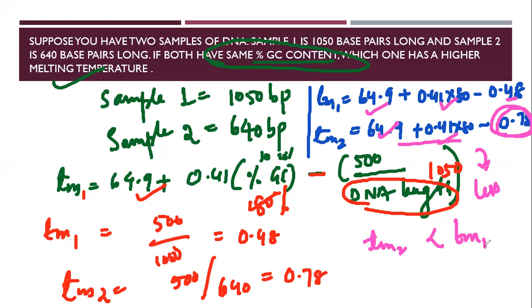So you don't have to actually solve it entirely, right? From this itself, you can understand. So here the answer is that sample 1 will have the maximum temperature. Now, you don't have to even do the solving. The more the DNA length, the more the melting temperature. That is also one way to do the question.